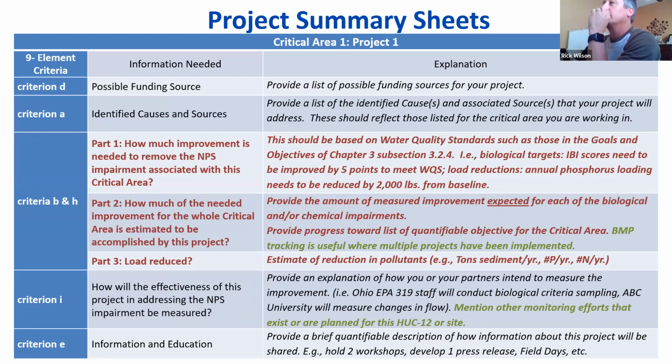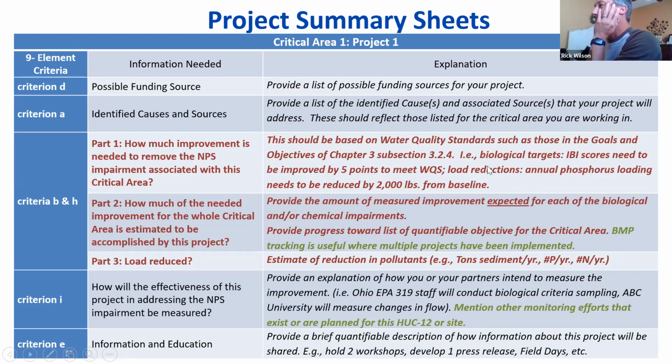Possible funding sources. Generally, if you have a project summary sheet, you're probably going to be looking at 319 or a US EPA GLRI type fund or hypoxia. B&H, I'm going to get more into this later.